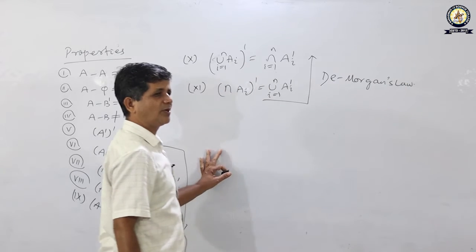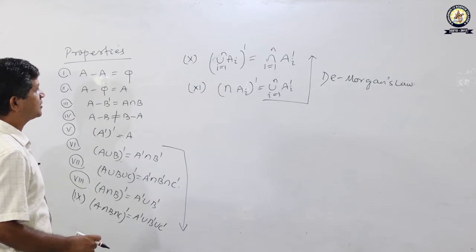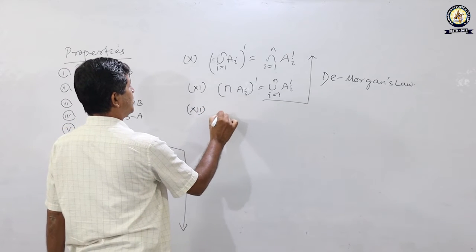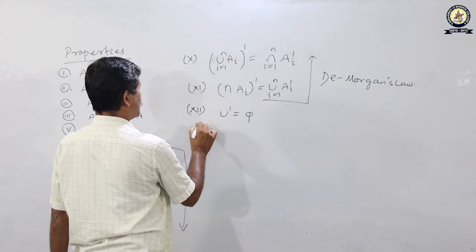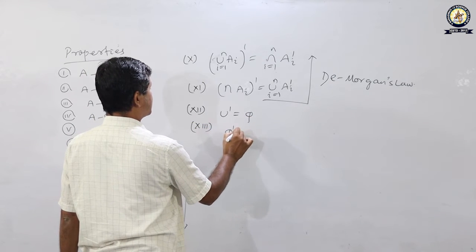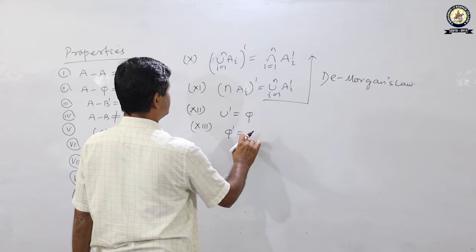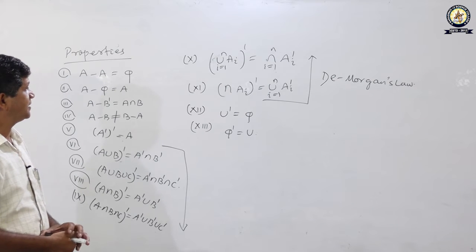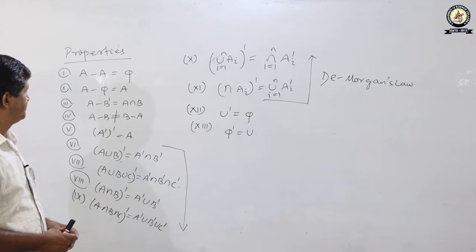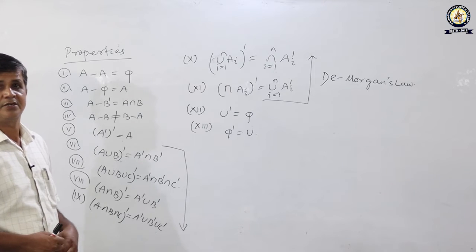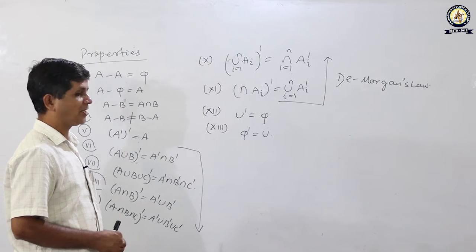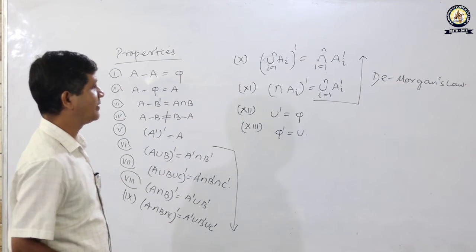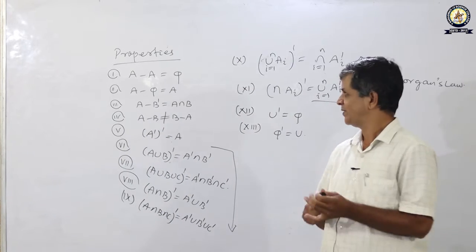We will also discuss it one by one, so just wait for the next part. Next part: what about U dash? It is phi. What about phi dash? It is U. Right? These are all the properties of the complement of a set. We will prove it one by one.